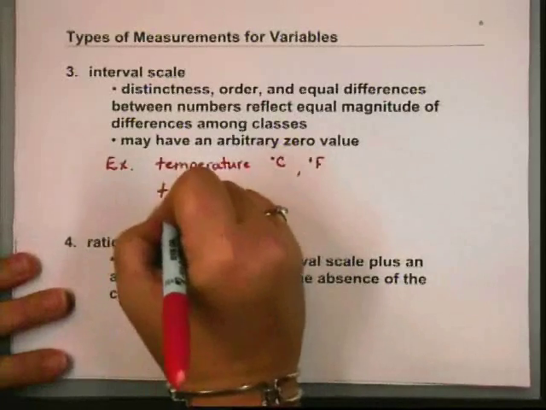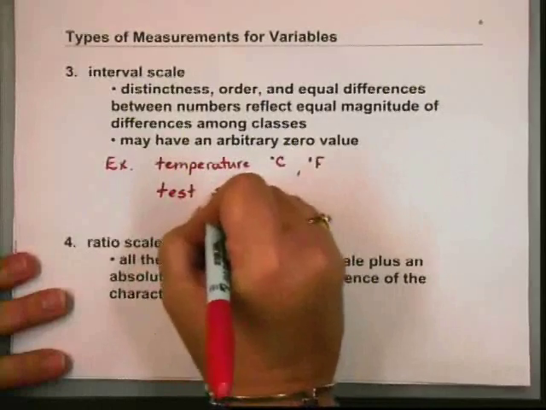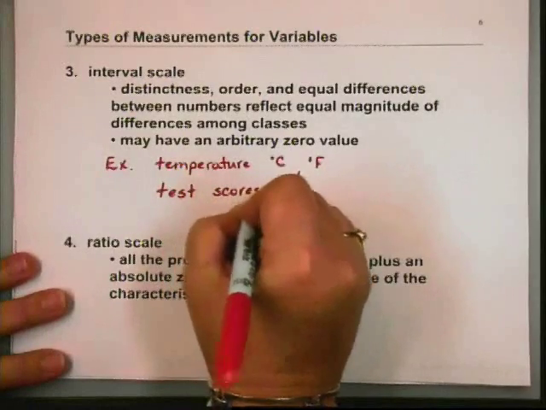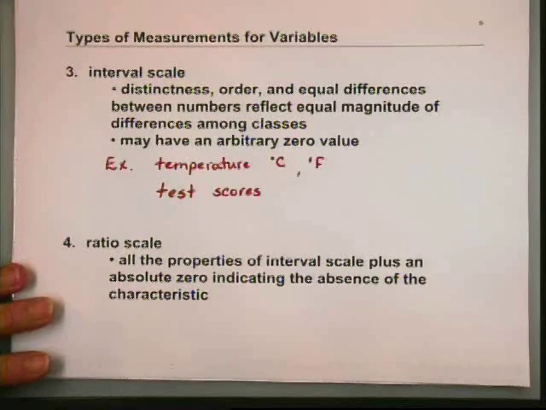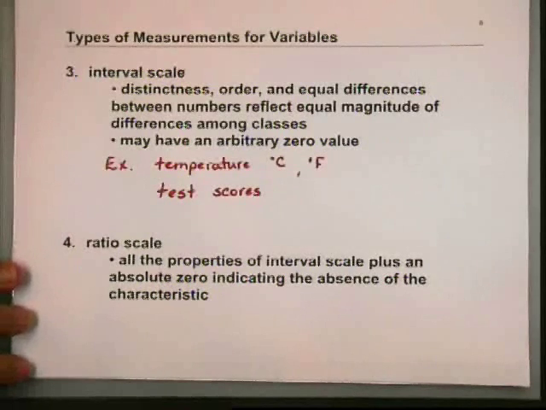Test scores. Okay, and depending upon how precisely we can measure those, but the idea of a 0 value, just because you get a 0 on a test doesn't mean you are totally void of information, right? So I put that in as an interval scale. Okay, we move it up one more notch here.